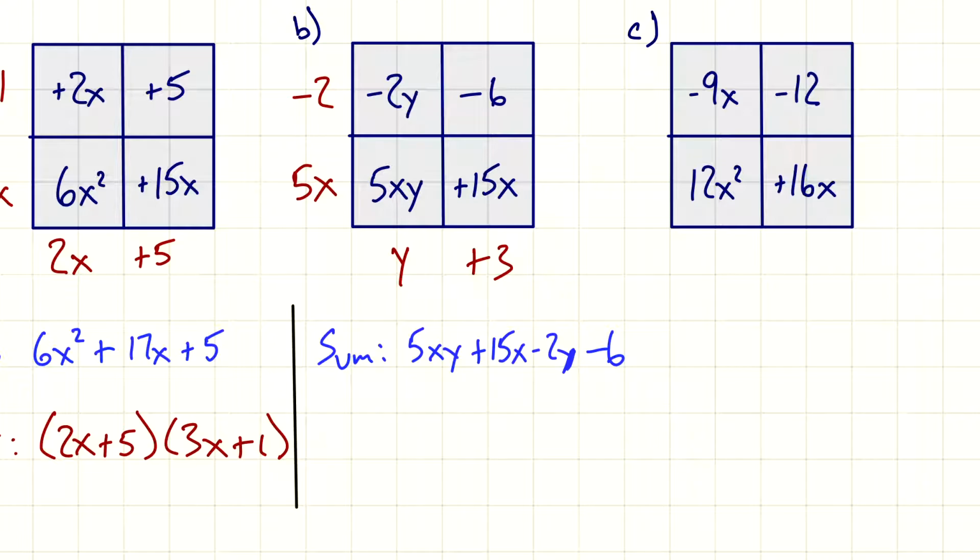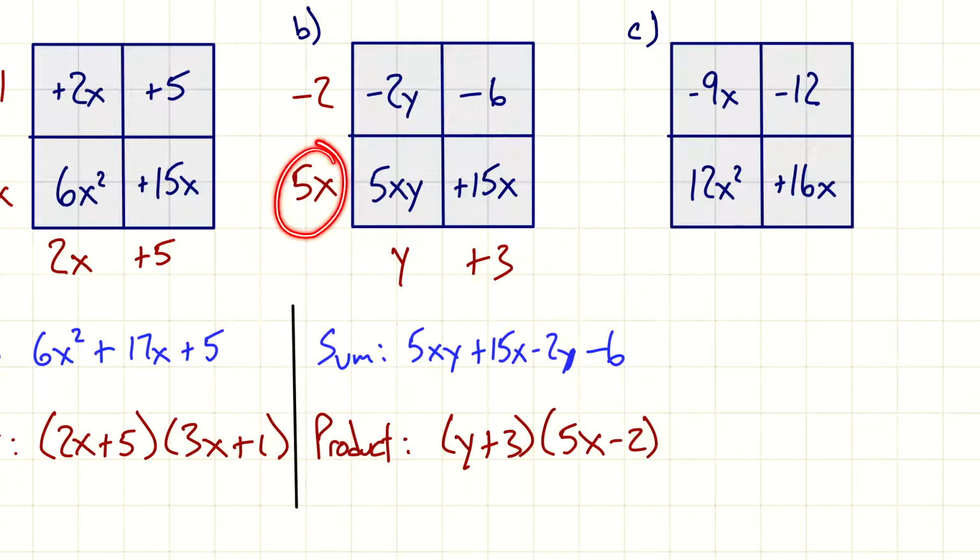All right, so the product on this one is going to be, we'll do base times height, y plus 3 times 5x minus 2. You'll notice I put 5x first and then the minus 2. You always want to put the letters first if you can. You don't want to write it as minus 2 plus 5x. So even though that technically works mathematically, the factored form does kind of expect you to put the letters first. Okay.